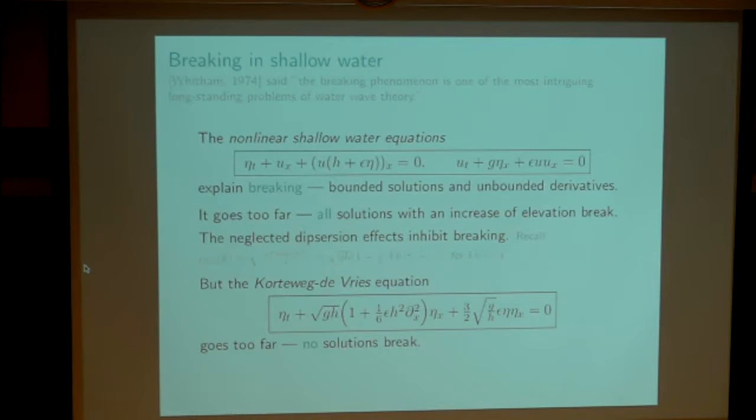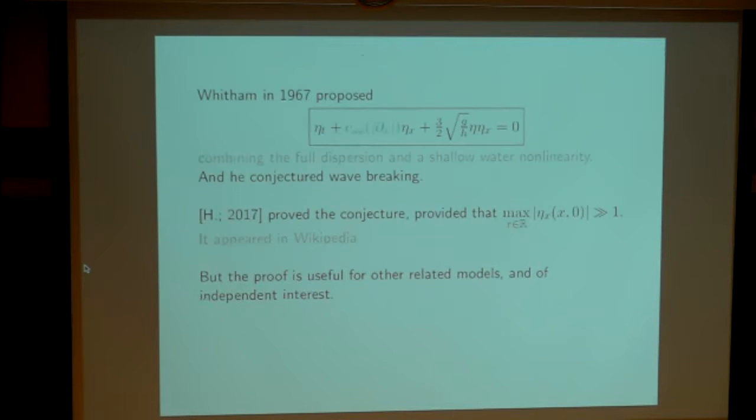Whitham then proposed to take the full dispersion of the water wave problem, no approximation, by taking the phase speed of the water wave problem and turning that into a non-local operator and combining that with a shallow water nonlinearity to arrive at this equation in this box. And then he conjectured that this model will have wave breaking. And about 50 years later, recently, I proved this conjecture.